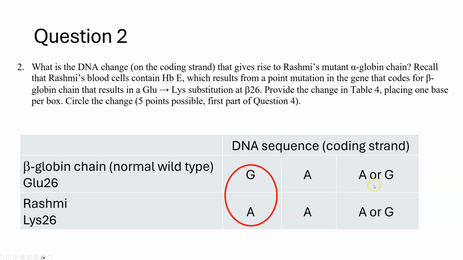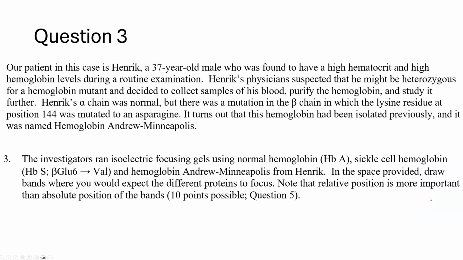So if you looked at the codons, you'd see it would be GAA or GAG, and that's for glutamate. And then for lysine, it's AAA or AAG. So I've circled the change right here. So in either case, there is a change from a G to an A in the first position of the codon. So I introduced another patient to our reassessment.